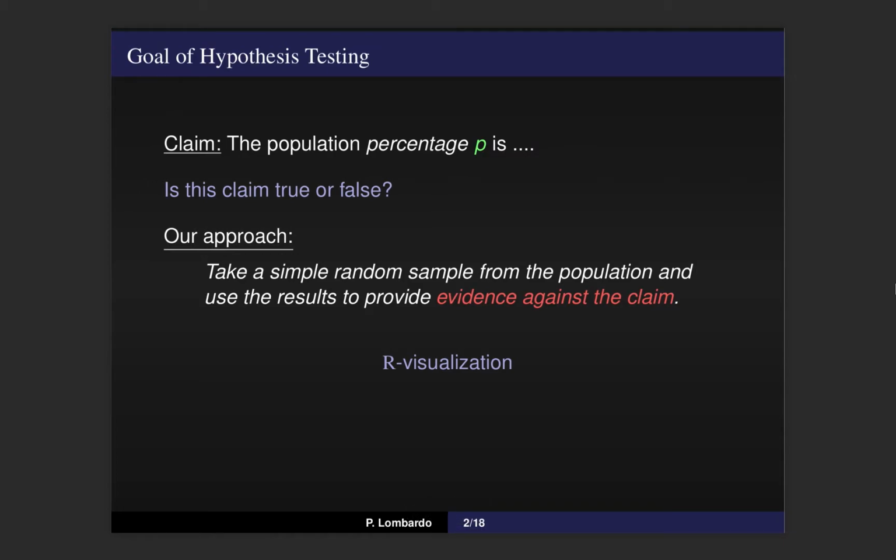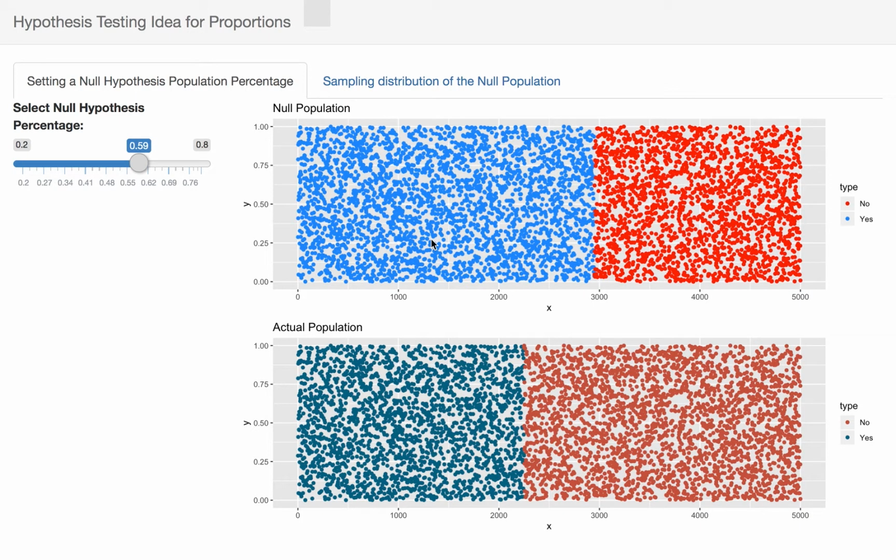So let's jump over to our R visualization and take a look at how this might play out in terms of sampling distributions for these new parameters. Okay, here's a familiar simulator, but this time we're working with a percentage rather than a mean, so things have been modified slightly. But the setup is more or less the same.